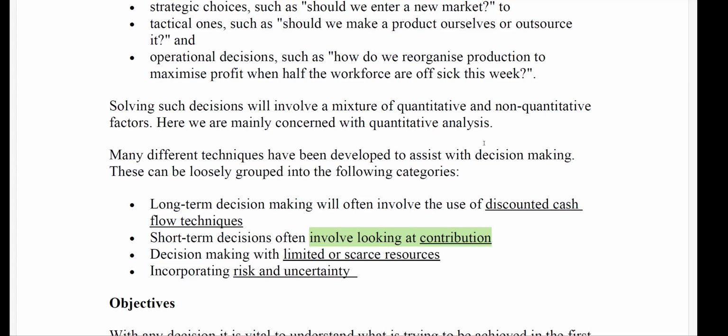So apart from looking at discounted cash flow techniques, we'll look at short-term decisions where we normally use contribution, or where we have decision making with limited or scarce resources, which is limiting factor decisions. And then we look at where there's risk and uncertainty, right? Like where you are using expected values, sensitivity analysis, and also the concept of certainty equivalence. Okay, these are some things that we are going to look at.